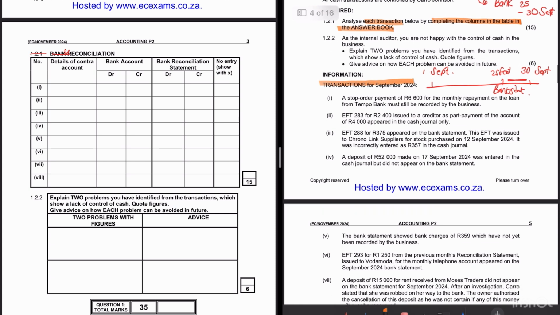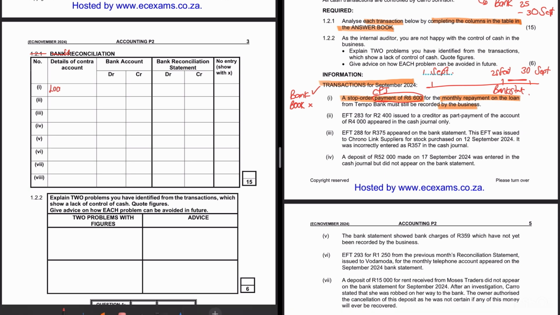So number 1. We're told that a stop order payment of 6,600 for the monthly repayment of the loan from Tempo Bank must still be recorded by the business. Meaning it was recorded by the bank, but not recorded in our books. Because it's a payment, we're talking about CPJ of 6,600, it must be recorded by the business. So we've got our loan from Tempo, and we are decreasing our bank because it's CPJ by 6,600. Perfect. That's all that's needed for that line.